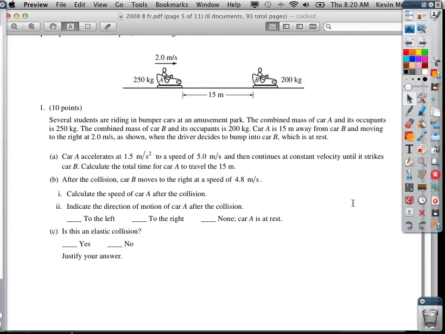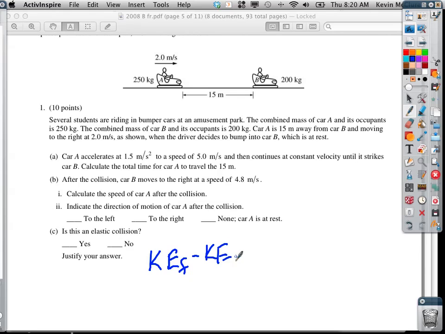So just compare. If you want, KE final minus KE initial, so do delta KE. If delta KE equals 0, you know it's elastic. If delta KE is not 0, then you know it was inelastic to a certain degree. That's all you have to do. Well, it's not that it's inelastic. You just know that it's not perfectly elastic.